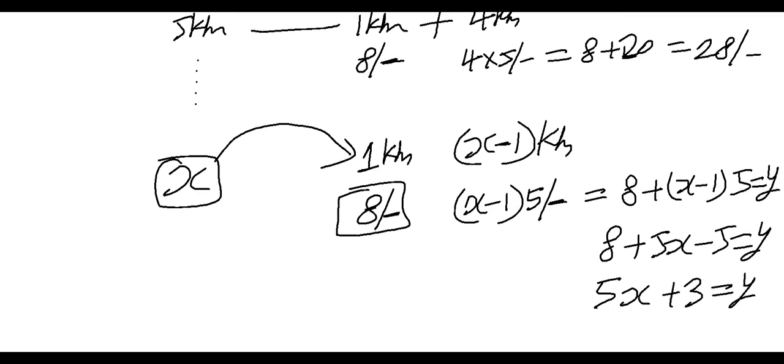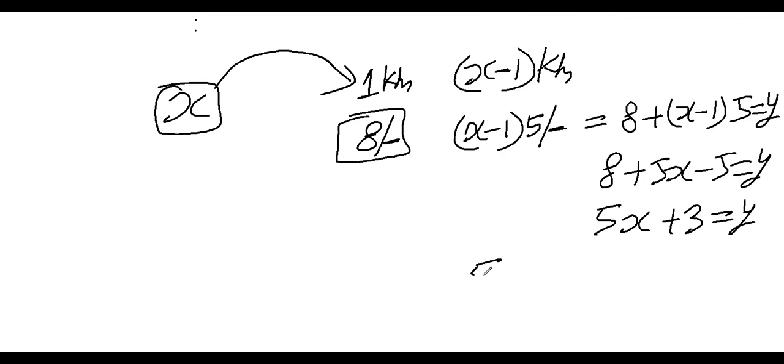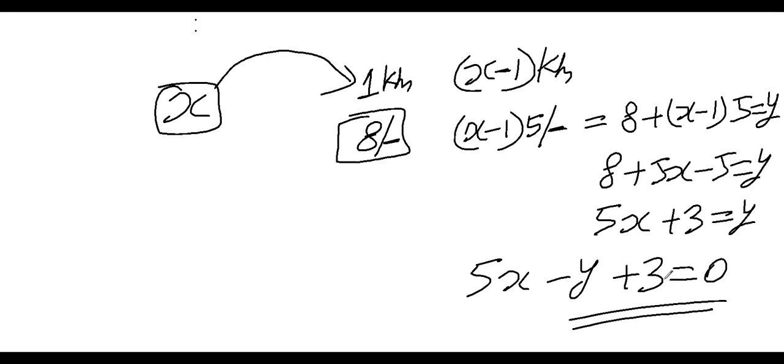You can even write this as 5x minus y plus 3 is equal to 0. So this is your actual and final equation. Based on this equation, you can plot the diagram. Understood now?